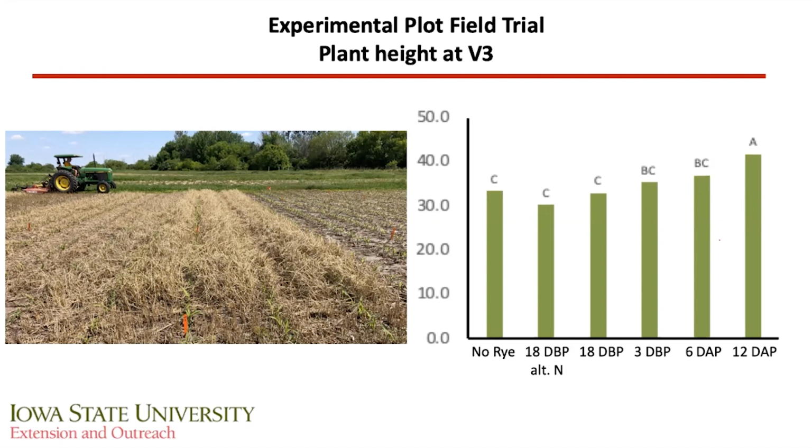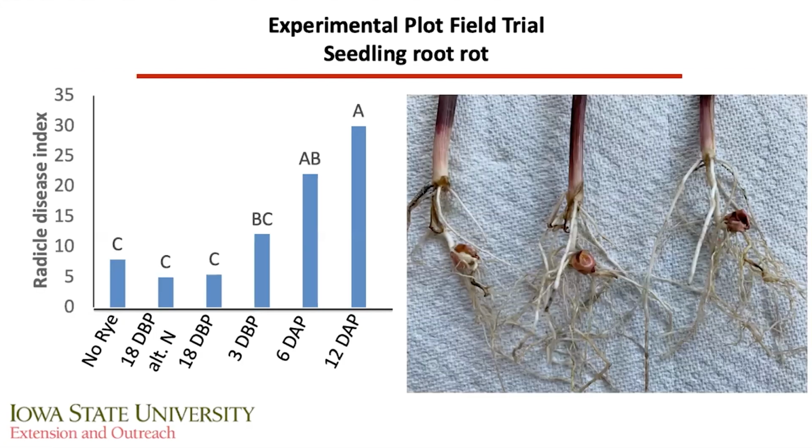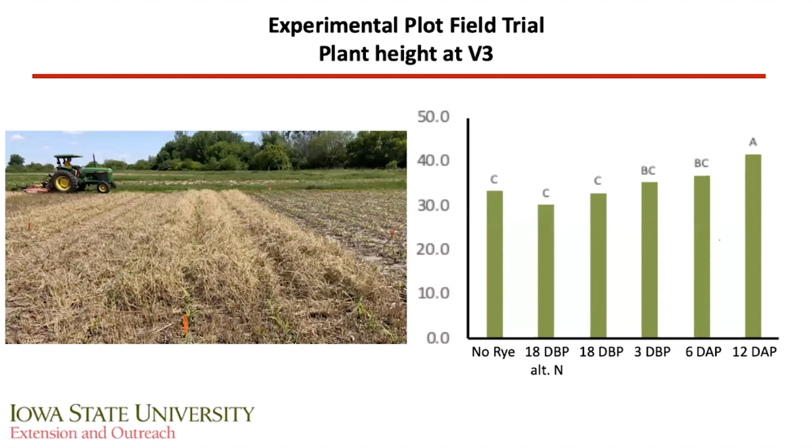And that's not really surprising, right? These corn plants are being shaded out by that rye and all the biomass there, so they're really stretching up to get to the light, and so they tend to be taller. They also tend to be a lot skinnier than the plants in the other treatments.